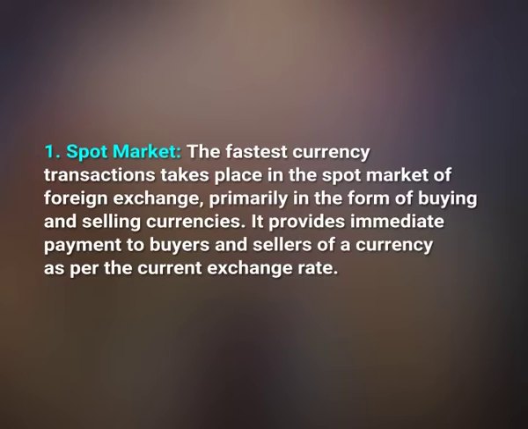Spot market: the fastest currency transactions take place in the spot market of foreign exchange, primarily in the form of buying and selling currencies. It provides immediate payment to buyers and sellers of a currency as per the current exchange rate.